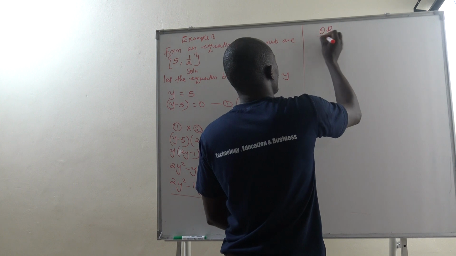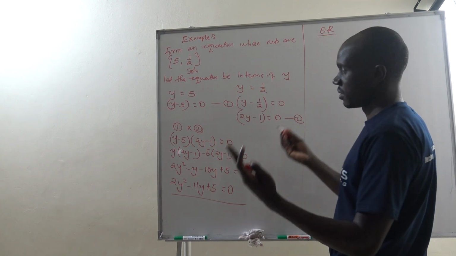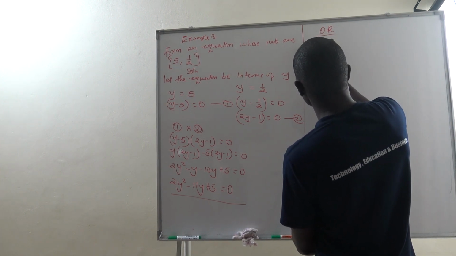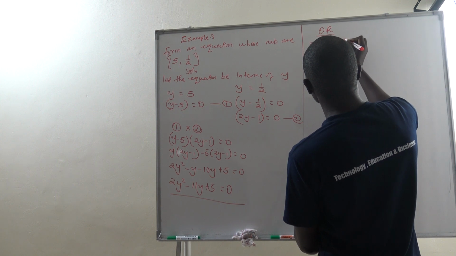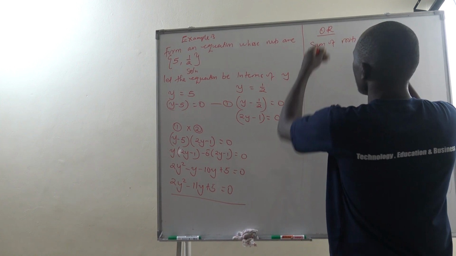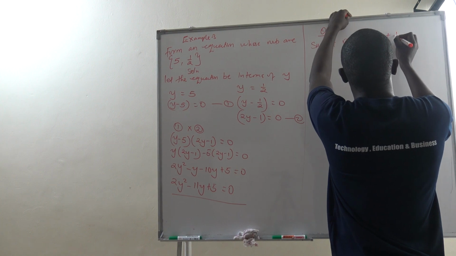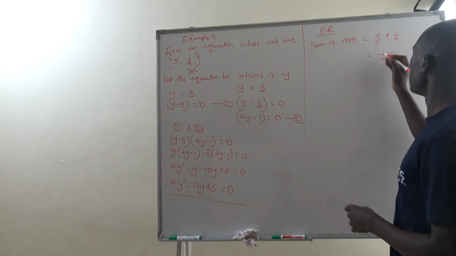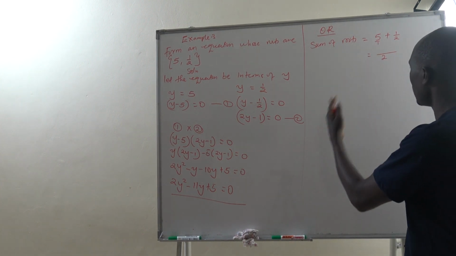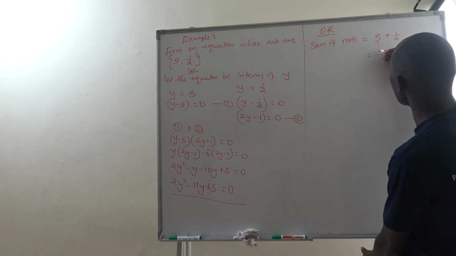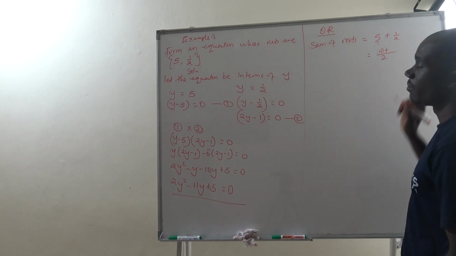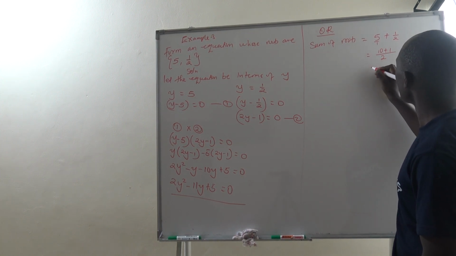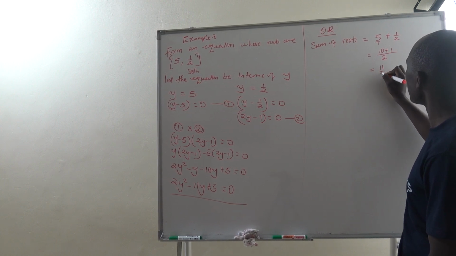Alternatively, which some of you call OR, we can still use the idea of the sum and the product. So we can first get the sum of roots. Sum of roots equals 5 plus a half. We can get our LCM, our LCM is 2. 2 divided by 1, we get 2; 2 times 5, we get 10, plus 2 divided by 2, we get 1; 1 times 1, we get 1. It becomes 11 out of 2.